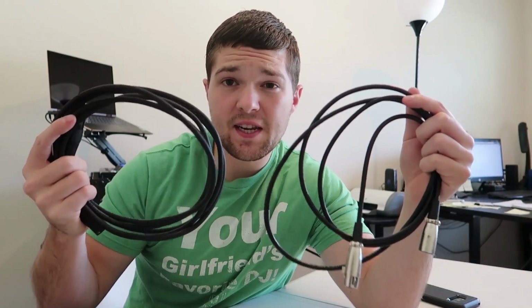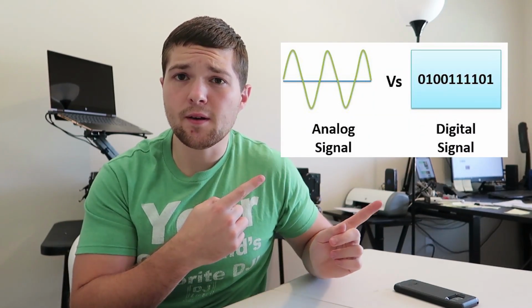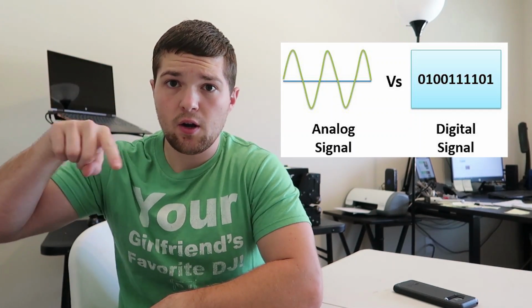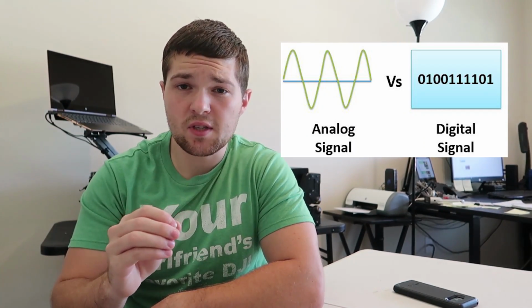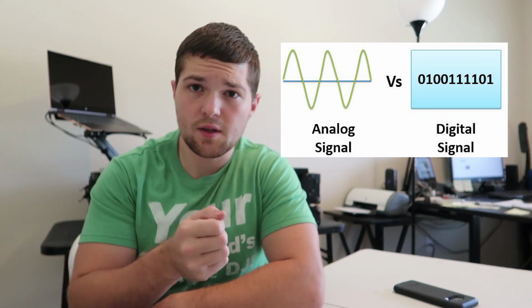To understand the difference between these two cables, we need to understand what they're being used for. First off, we have audio, and second off, we have lighting or DMX. Shown by the chart right here, audio is an analog signal. It goes up, down, up, down, up, down. DMX is a digital signal, basically meaning 0 or 1, 0 or 1, 0 or 1.